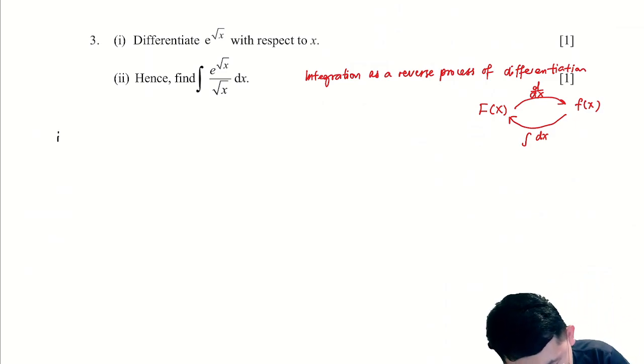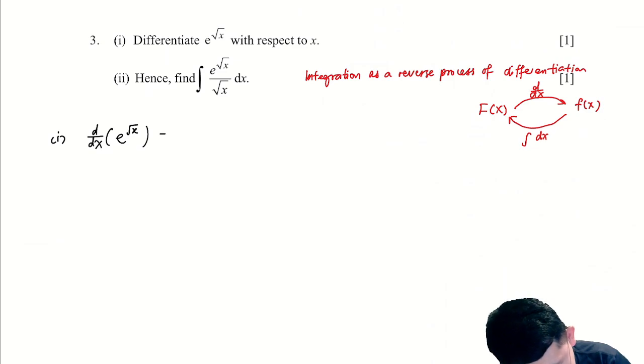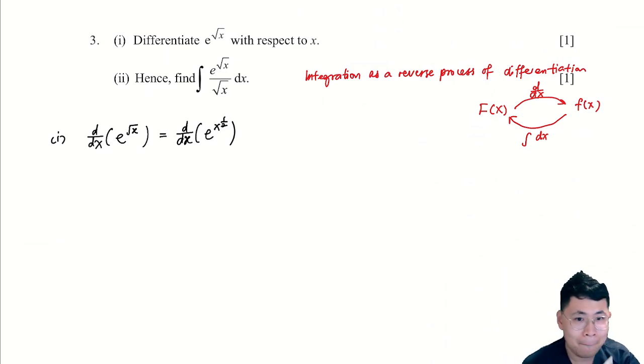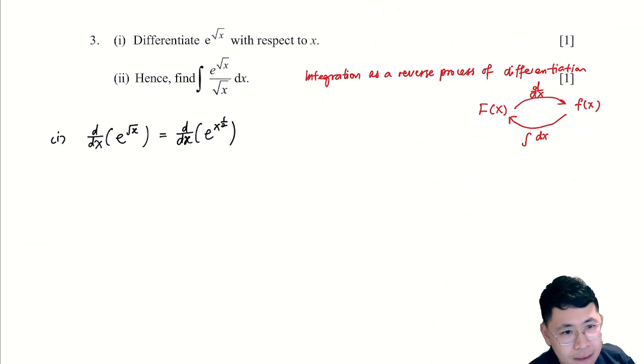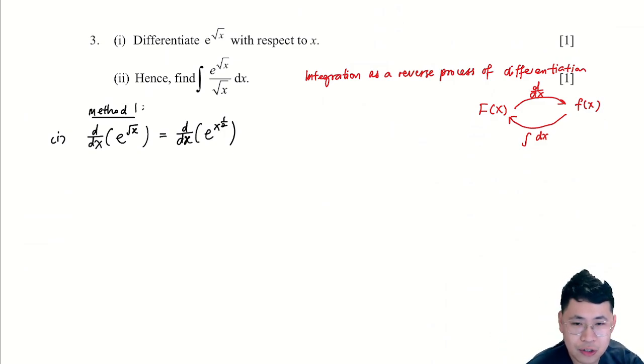Okay, so part 1, let's differentiate this function, e to the power of square root x. Okay, so what I'll do is, let me write this down as e to the power of x power half. Okay, something like this. Now the one I will show here will be the first method. If you're comfortable with the first method, then after you do your correction, you proceed on, you just fast forward a bit. If not, then you just wait for the second method.